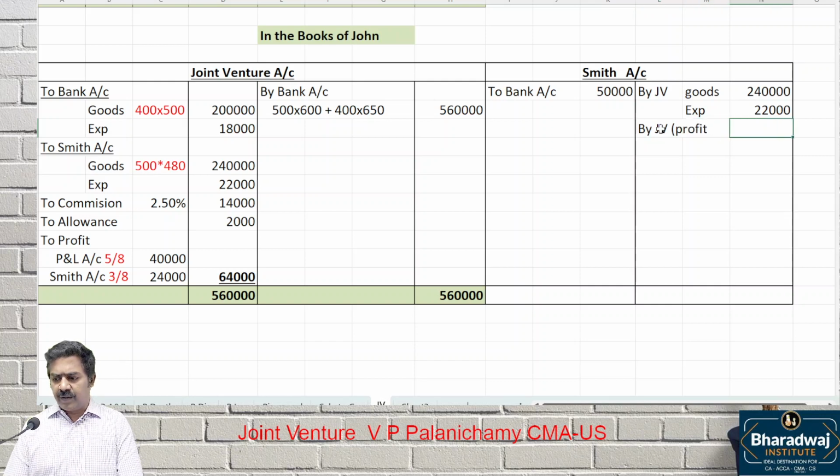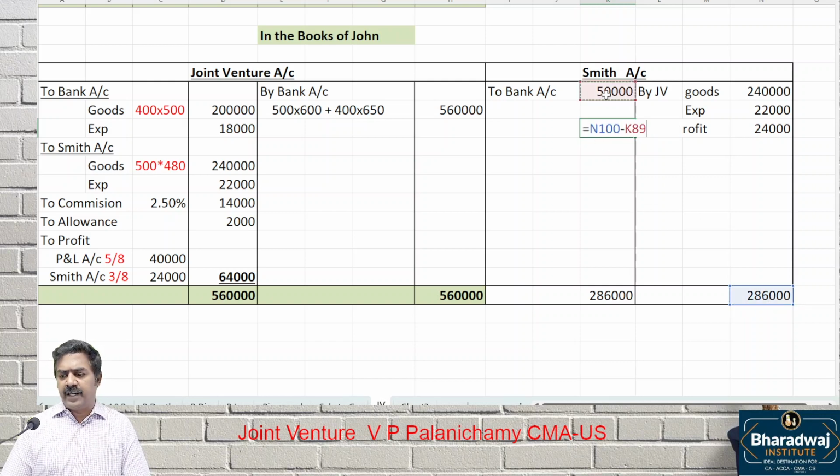What is the profit? 24,000 is the profit to Smith. Now, if you tally the Smith account, what is the total? 2,86,000. From 2,86,000 minus the advance already paid, 50,000. Now the balance we have to pay now, to bank account, balance paid.